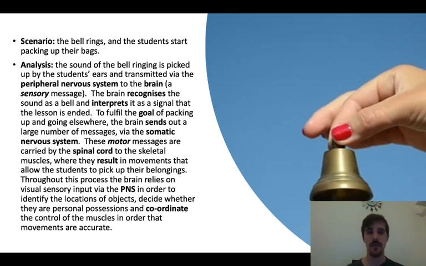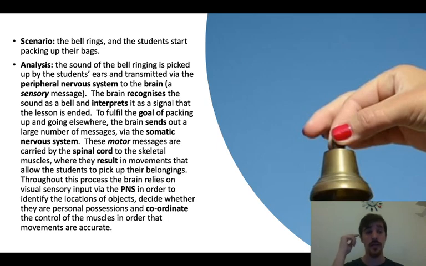The sound of the bell, so that's your sensory, is picked up by the student's ears and transmitted via the peripheral nervous system to the brain. So it's a sensory message. Your brain has got the sensory input, so your ears have the sensory input, goes directly to your brain, which is rather convenient. Doesn't have to go up through the spinal cord.